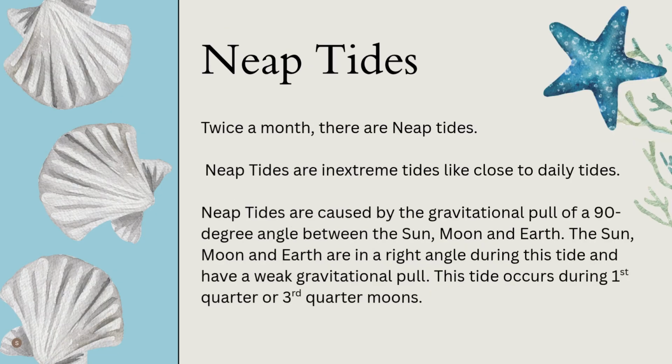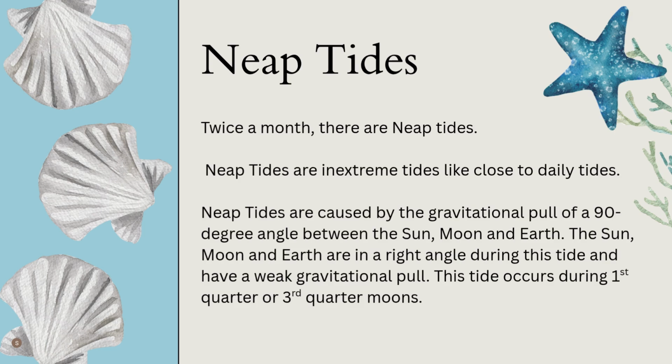Now let's go in depth over the neap tides. So neap tides happen twice a month, and they're not extreme tides; they're closer to daily tides. They just have a little bit of difference from the normal daily high and low tides. And neap tides are caused by the gravitational pull of a 90-degree angle between the sun, moon, and earth. The sun, moon, and earth are at a right angle during this tide and have a weak gravitational pull. This tide occurs during the first and third quarter moons, so twice a month.